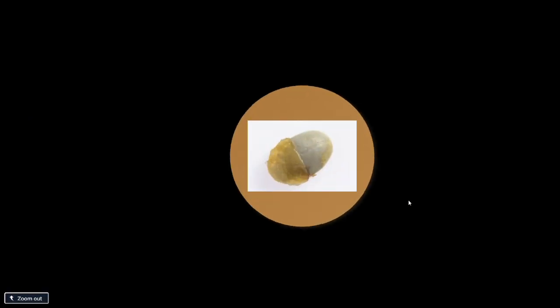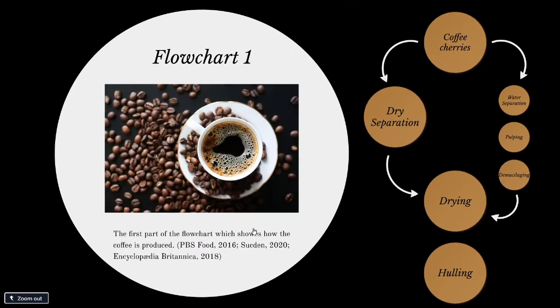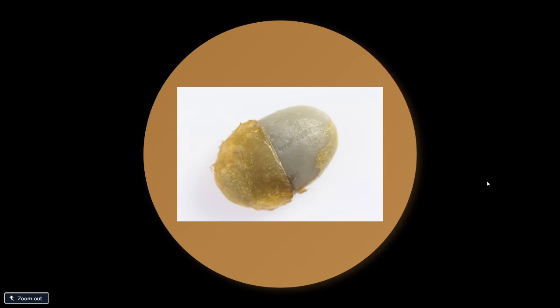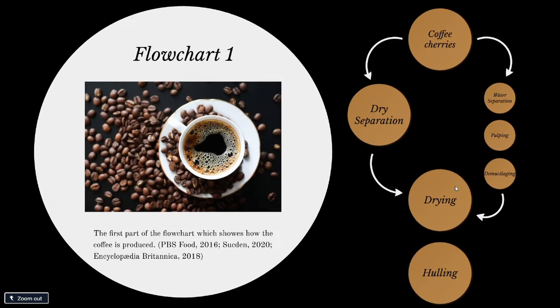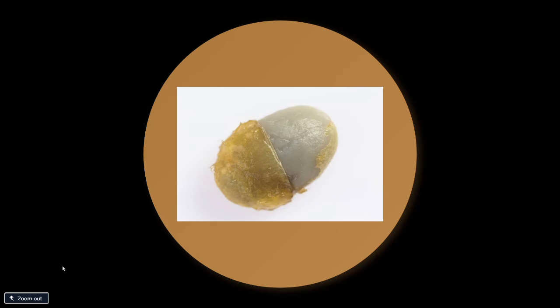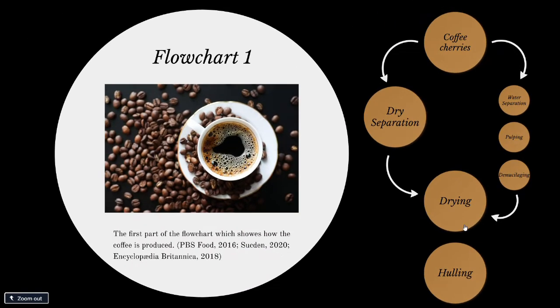And, well, this is a difficult word: demucilaging. I didn't find a photo of the process of how people do that, but I can explain what it is. You see, this is a coffee cherry, and this part should be removed because this is mucilage, and it should be removed from the coffee bean. So this part is when the mucilage is removed.